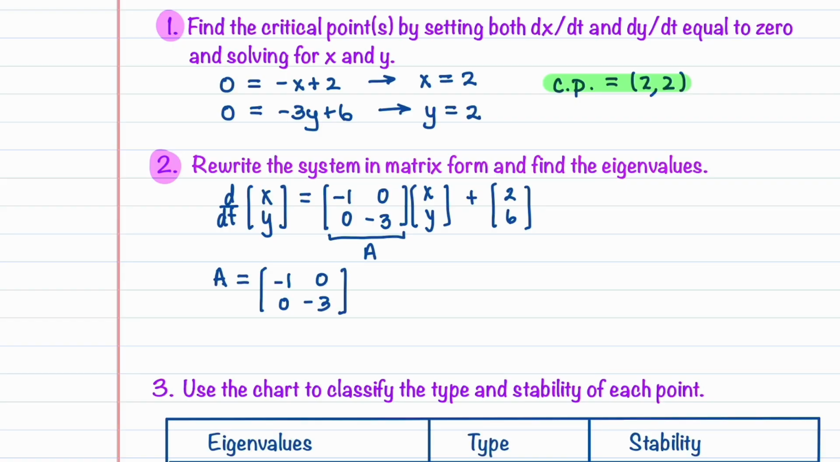Now we can find the eigenvalues. Notice that this matrix is a diagonal matrix, and we can just write down the eigenvalues because they are the diagonal entries. So we have that lambda is equal to minus 1 and minus 3.